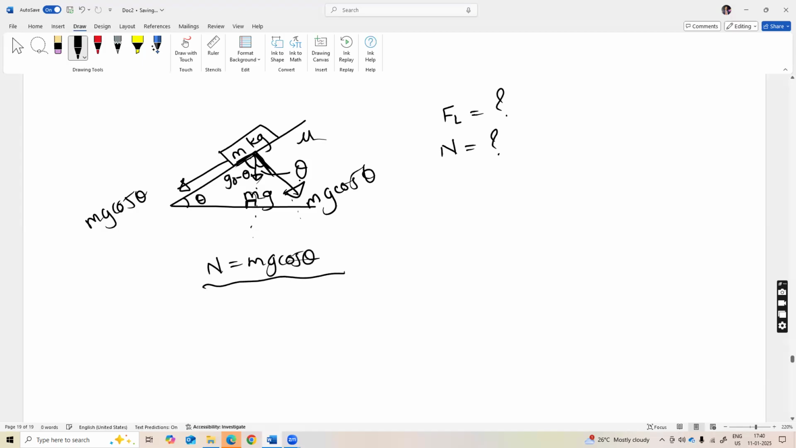And the second is the limiting frictional force. Limiting frictional force is just mu n. So mu n should be equal to mu mg cos theta. Got it? Yes, sir. So the limiting frictional force is equal to mu mg cos theta. So I will give you one example based on this.